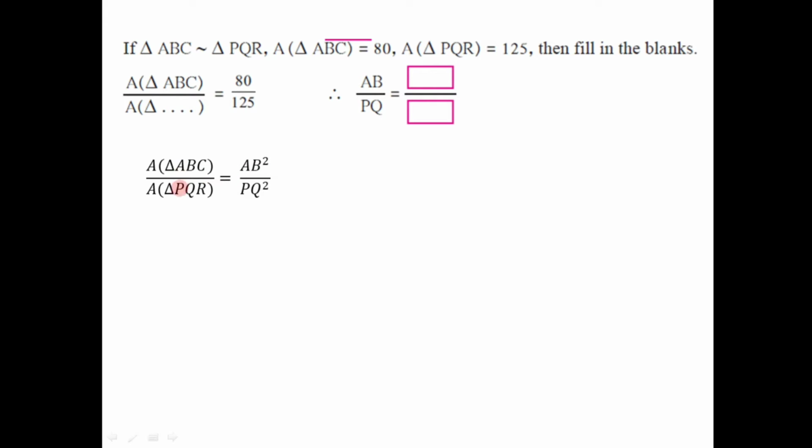The corresponding side of AB is PQ, so we should take here AB square divided by PQ square. Here we have taken only one corresponding side, AB square divided by PQ square, as we have to find the ratio of AB divided by PQ. So this is by the theorem of areas of similar triangles.